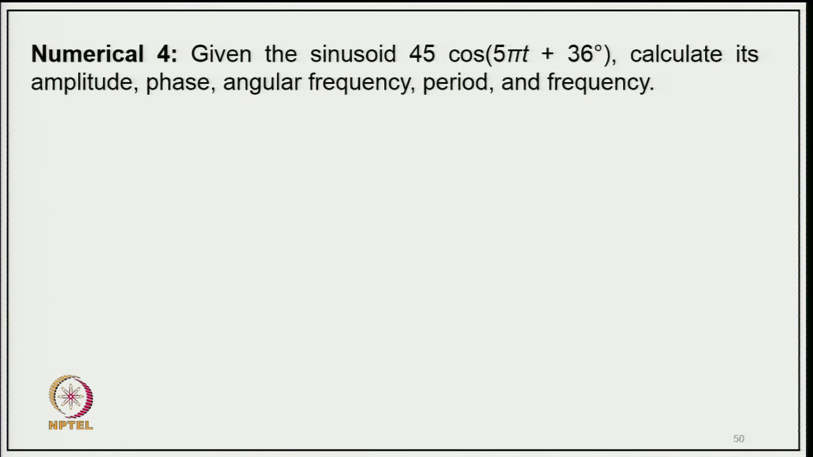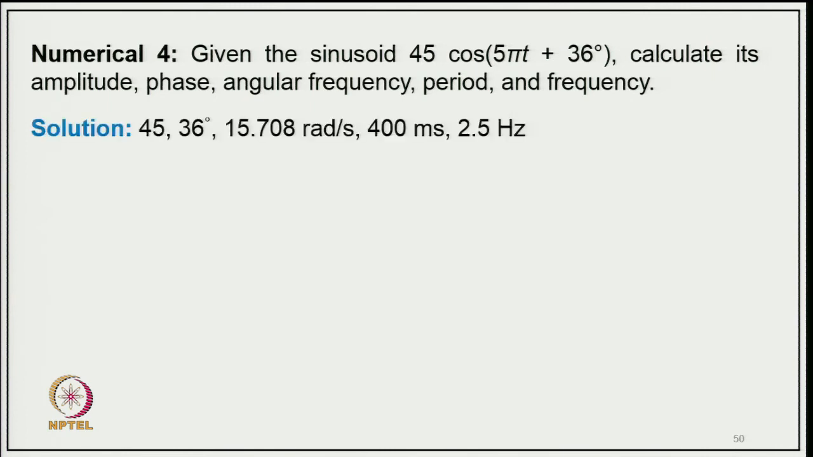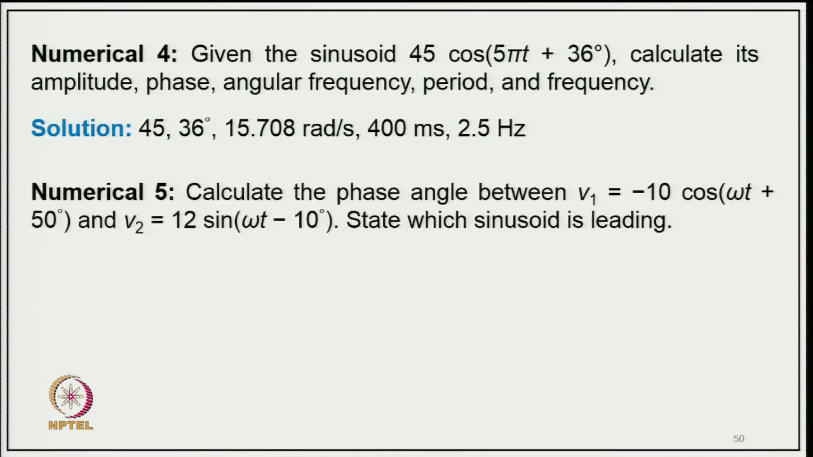So, numerical 4, given the sinusoid 45 cos(5 pi t plus 36 degrees), calculate the amplitude, phase, angular frequency and period and frequency. So, now the solution is: you have an amplitude of 45 volt and your phase is 36 degrees and you have an angular frequency of 15.708 radian per second, and 400 millisecond is the period and 2.5 hertz is the corresponding frequency.